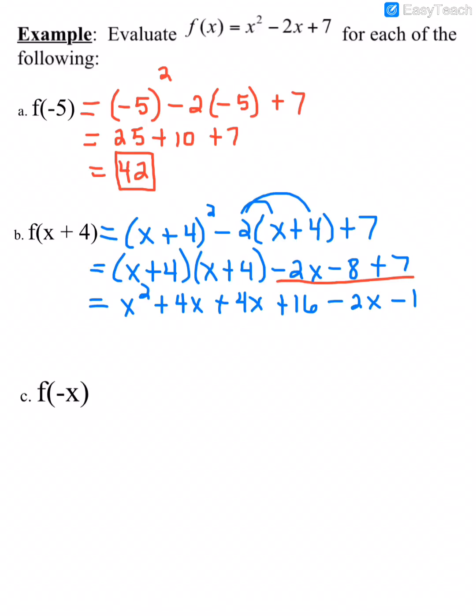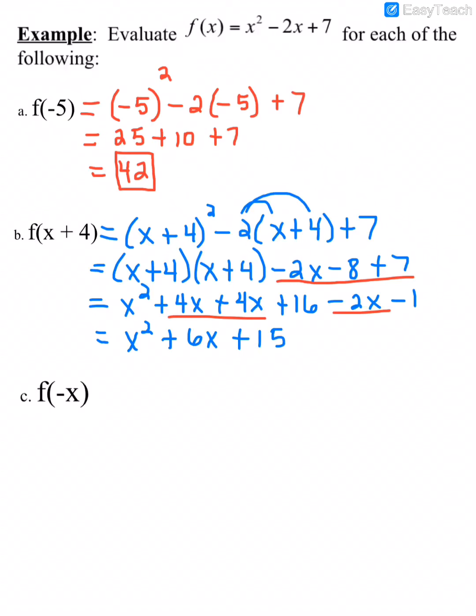Okay, let's continue combining like terms. There's not another x squared, so I'm just going to bring it down. And then if I combine all of my terms with x's, 4x plus 4x is 8x, minus 2x would be 6x. And then the 16 minus 1 would be 15.